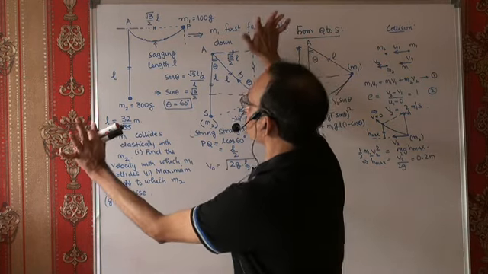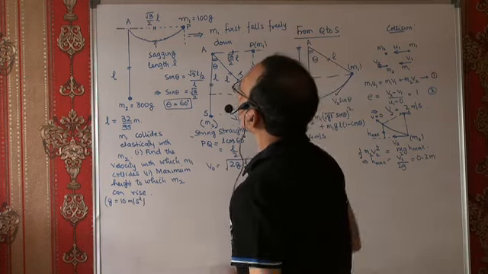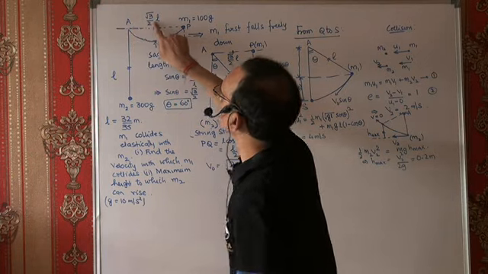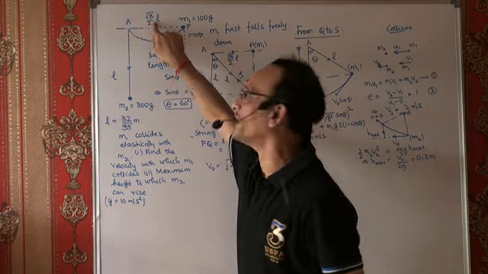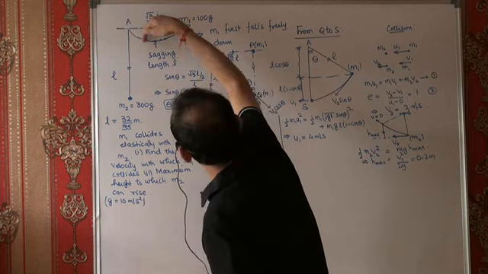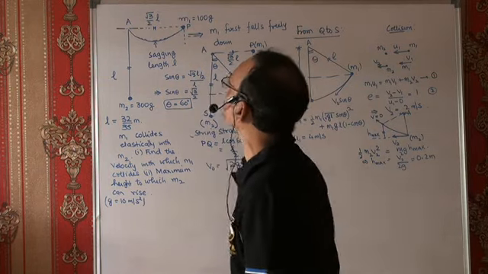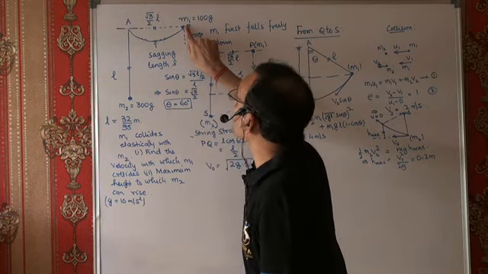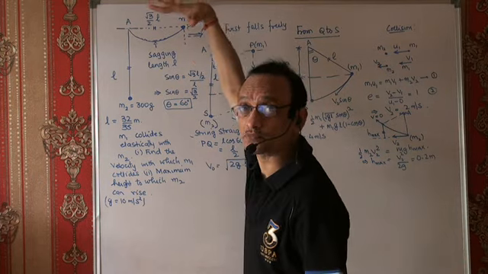Now, everything is at rest. And this distance between A and P is given to be root 3 by 2 L. L is the length of the string. And this also is L. This also is length L. Now, this mass M1 is released from this point P.